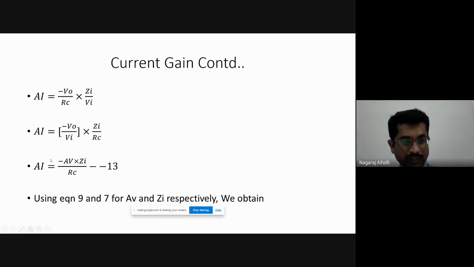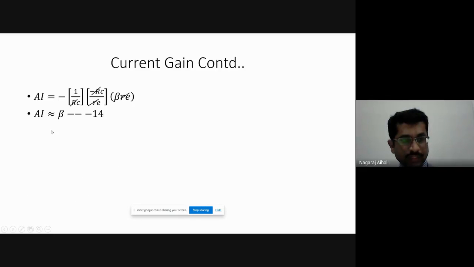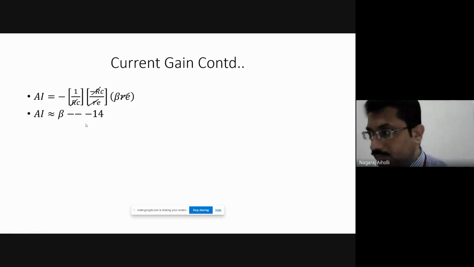But the main equation is this. So we have to use the main equations when solving the numericals. AI will be equal to minus AV into ZI divided by capital RC. These equations have to be used. Then AI will be further simplified to approximately equal to beta. Okay. So these are the equations, students.